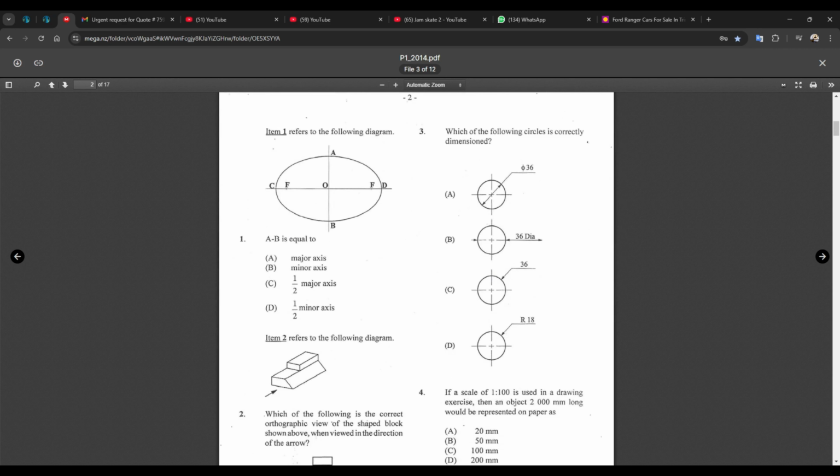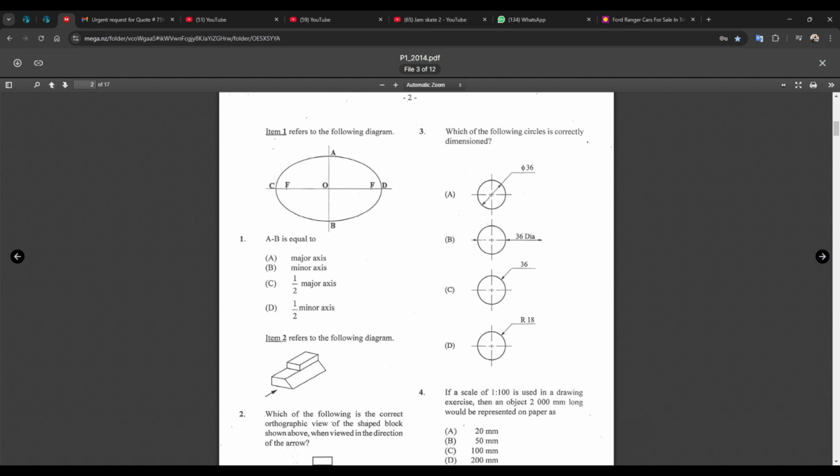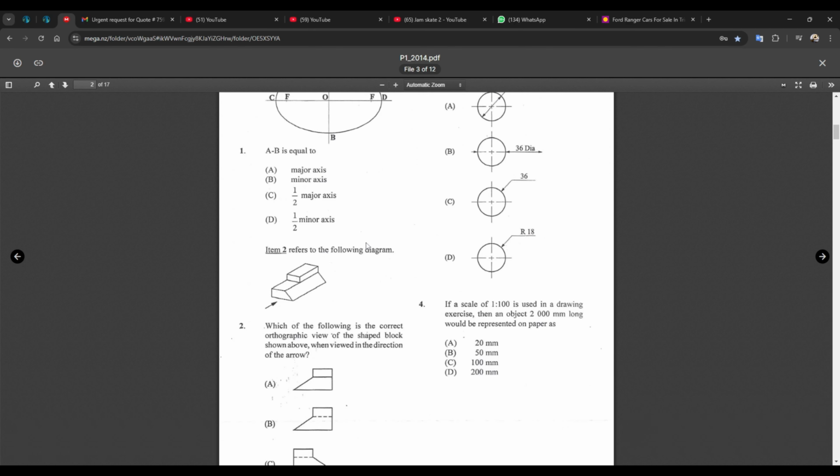Number 1, AB is equal to... so of course we have an ellipse here, and this is A and this is B. So AB is equal to the minor axis. So the answer is B.